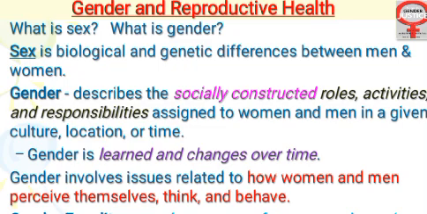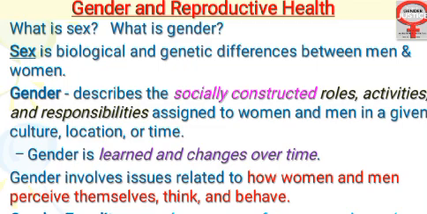Gender and reproductive health. What is sex? What is gender? Sex is the biological and genetic differences between men and women. Gender describes the socially constructed roles, activities, and responsibilities assigned to women and men in a given culture, location, or time. Gender is learned and changes over time. Gender involves issues related to how women and men perceive themselves, think, and behave.